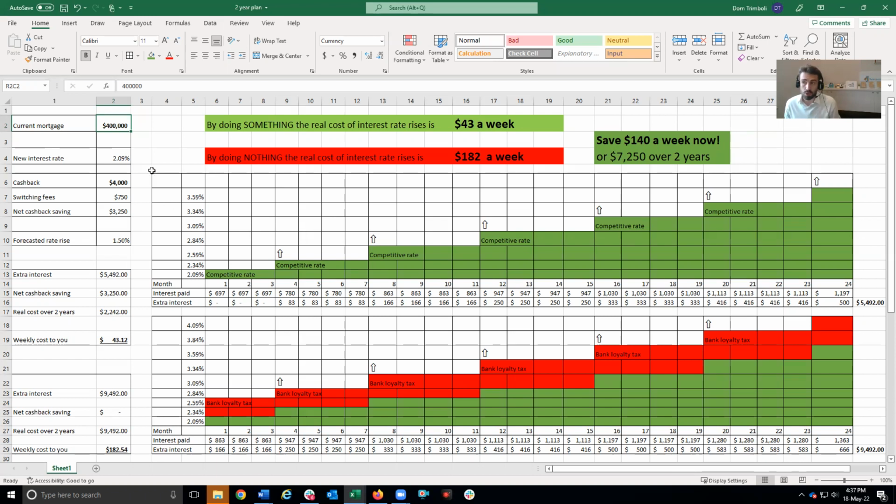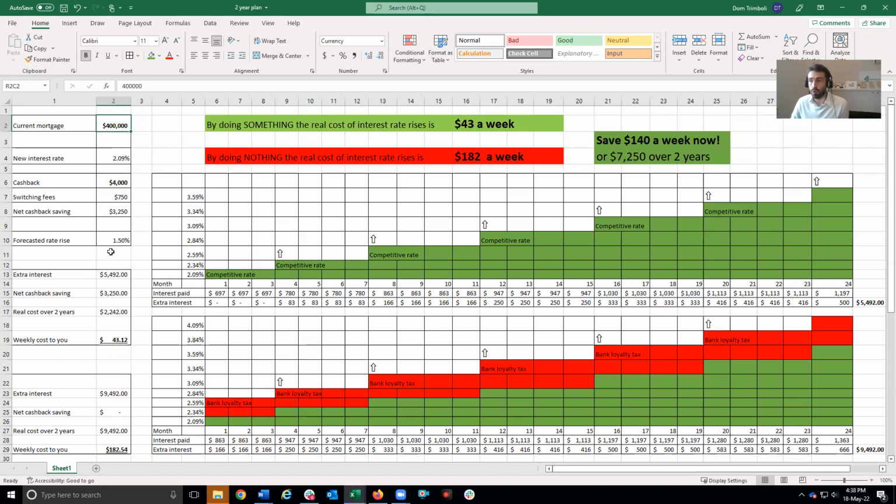Now, we've made a few assumptions that you have a $400,000 mortgage. We're going to forecast an increase of 1.5% over the next 2 years, which is in line with what most people have been saying, especially given there's already been a 25 basis point increase at the start of May.